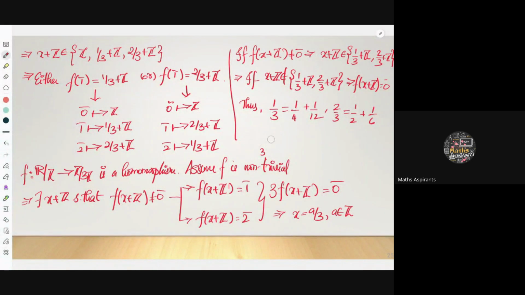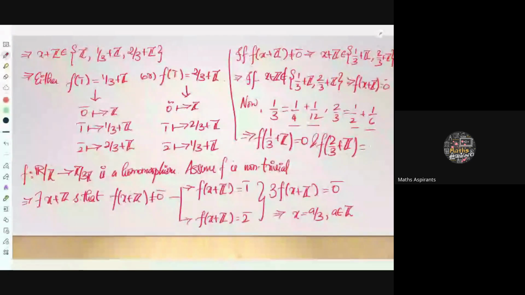So now we have 1 by 3 can be written as 1 by 4 plus 1 by 12, and 2 by 3 can be written as 1 by 2 plus 1 by 6. And 1 by 4, 1 by 12, 1 by 2, 1 by 6, all four of these don't have that format, the format of this thing. So for all four of these, we'll have f to be 0. So this actually gives us f of 1 by 3 plus Z is 0, and f of 2 by 3 plus Z is also 0.